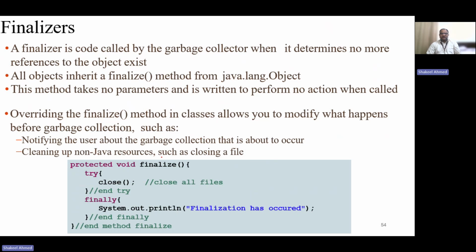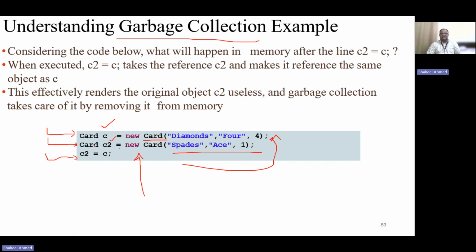And the last few things, we have a method which is called a finalizer, which is code called by the garbage collector when it determines no more reference to the object exists. So if you see this C2, you are getting the new value, but you are not using the new value that you have set.